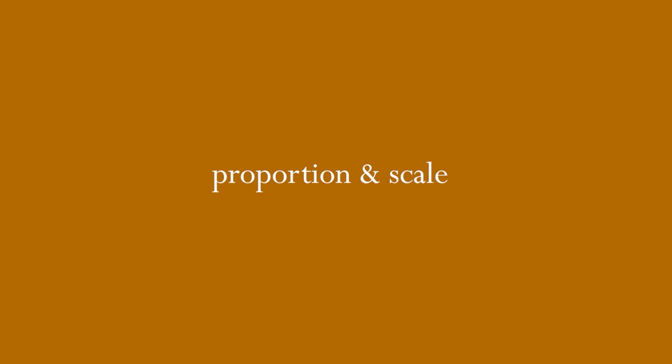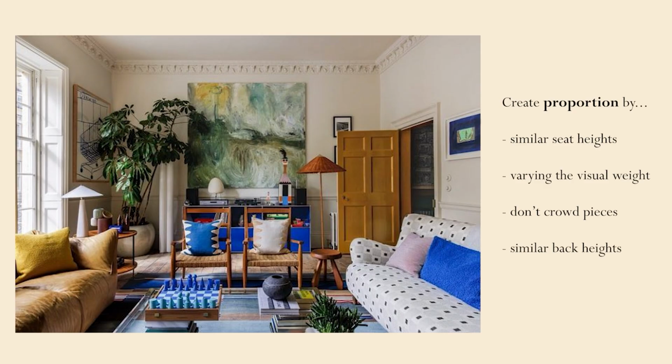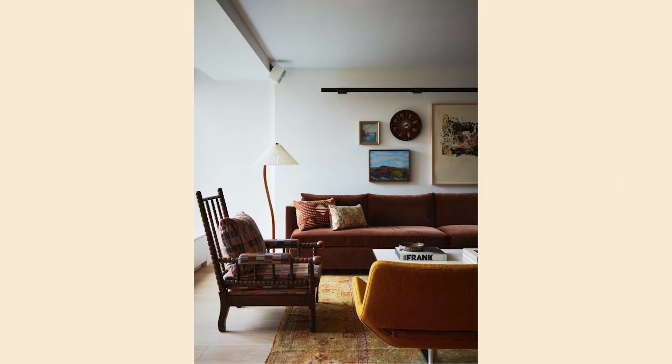One more important tip to making things feel cohesive is to remember proportion and scale. When deciding how to furnish your space with pieces from different time periods, it's important to remember how they relate to each other in terms of proportion. So if you have a sofa from one time period and a lounge chair from another, just make sure that they work well together in terms of proportion.